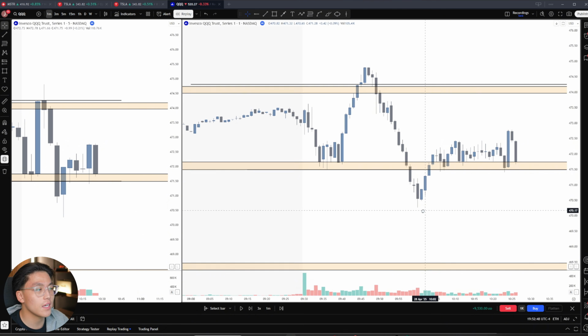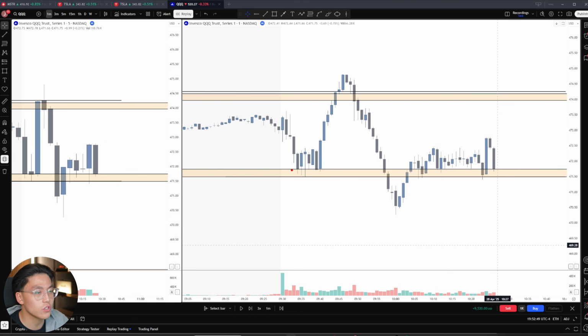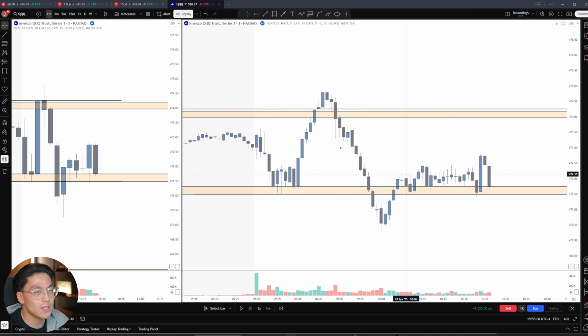So you can see in this case, we just consolidated in this general area. Once we gravitated down towards the low of the range, there wasn't any sort of weak reaction underneath this 471.50s. The only trading opportunity in this case was that potential reversal right off the bat. So this is a classic day of no continuation.